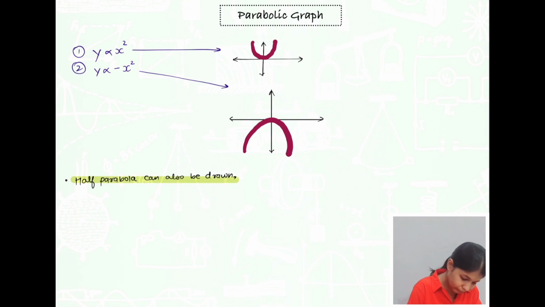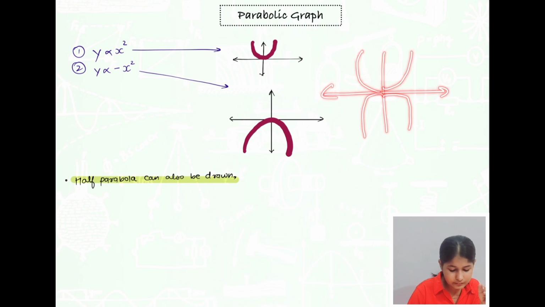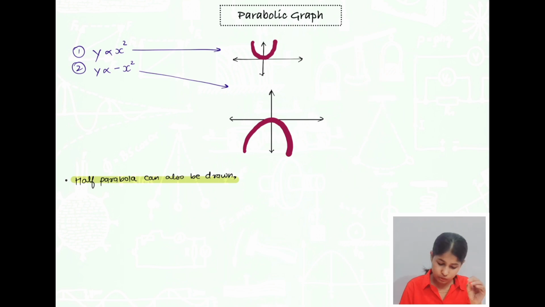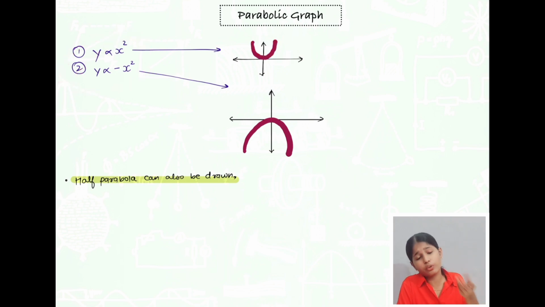Means I just want to tell you that it is not necessary that it will always be a complete parabola. Sometimes it can be like this. Sometimes it can be like this. Sometimes it can be like this. So it is not important that a whole parabola will be given. It will be based upon your criteria, what equation is given, what type of equation is given.